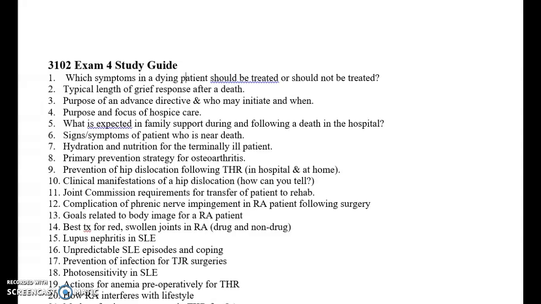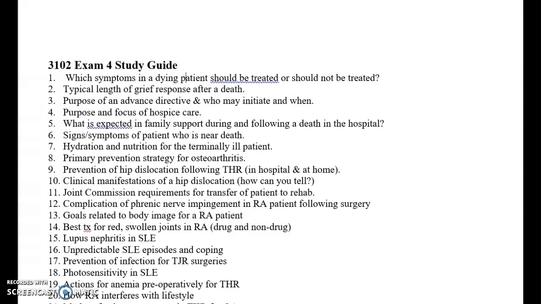Goals related to body image, I think we talked about that in class. Just making sure that you can identify appropriate ways to talk with the patient about this, or what would you really want as a goal, not an intervention, but a goal that would really give you an idea that the patient is doing okay with their body image.